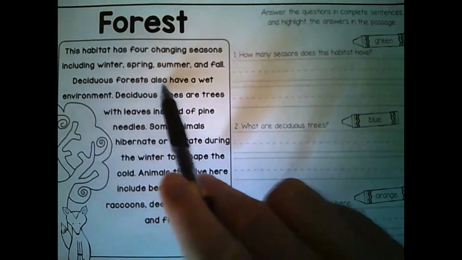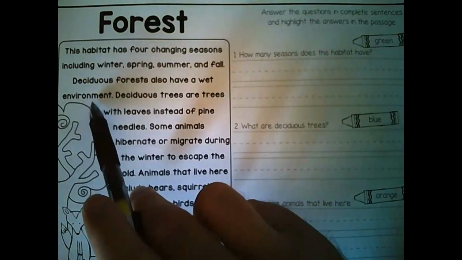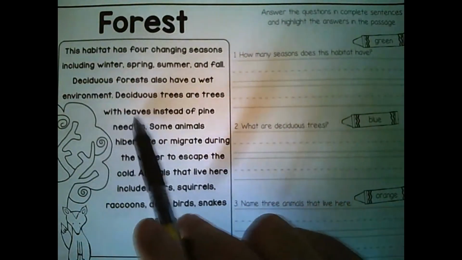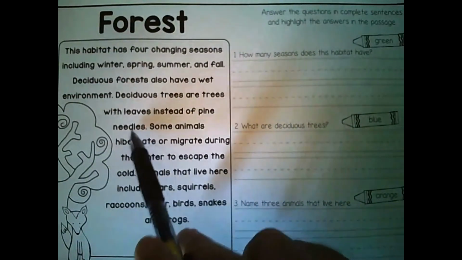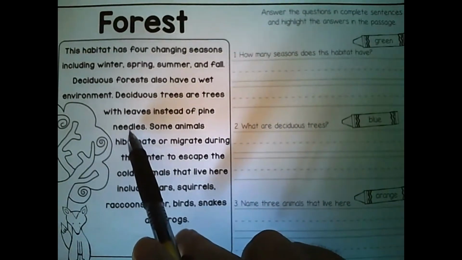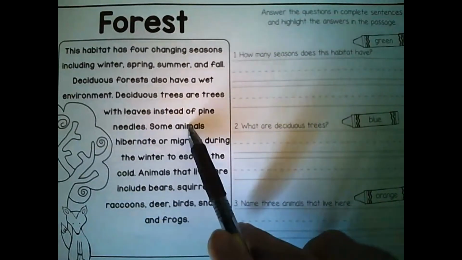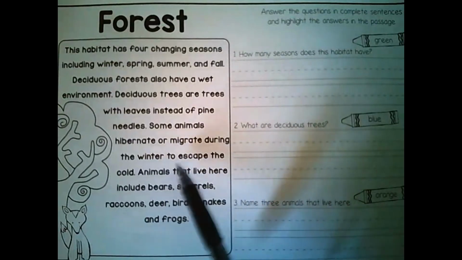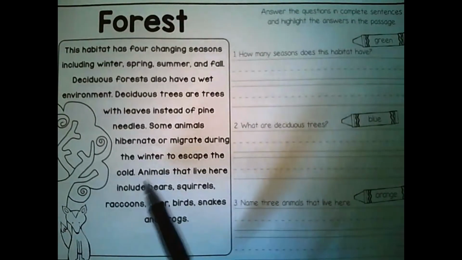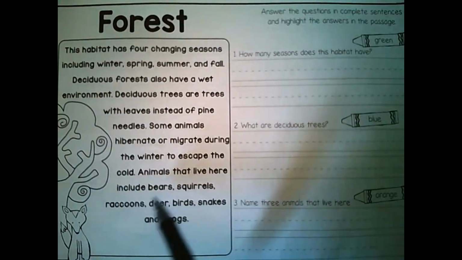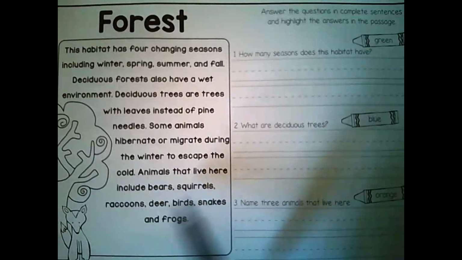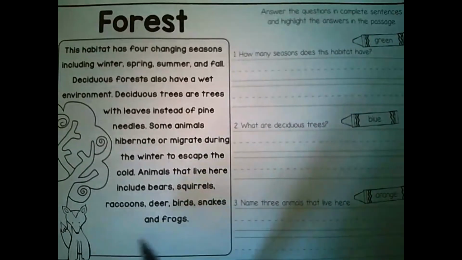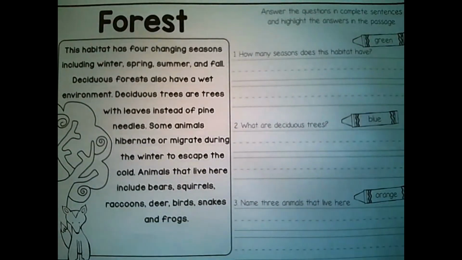Deciduous forests also have a wet environment. Deciduous trees are trees with leaves instead of pine needles. So remember, they have leaves. They're not like a Christmas tree. Some animals hibernate or migrate during the winter to escape the cold. Animals that live here include bears, squirrels, raccoons, deer, birds, snakes, and frogs. Very good.